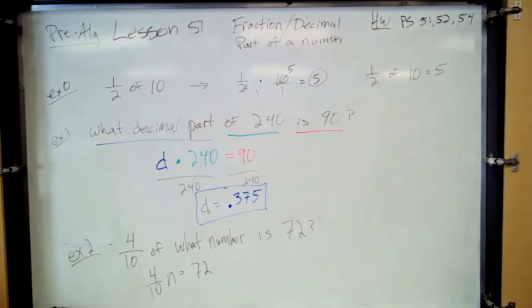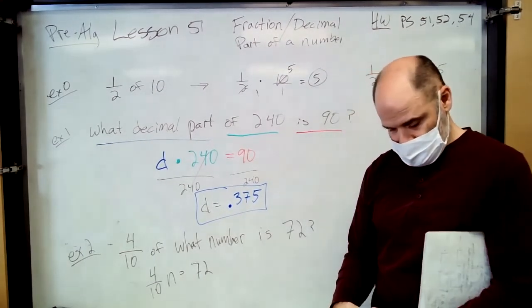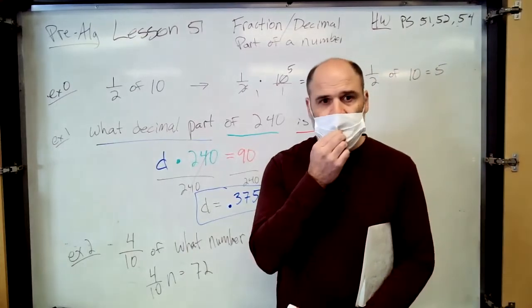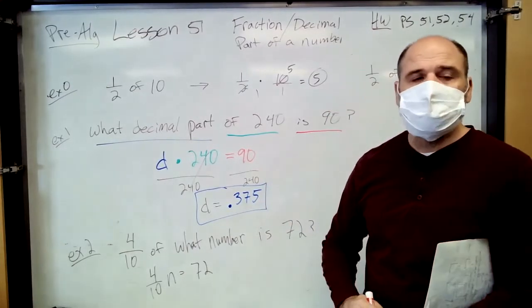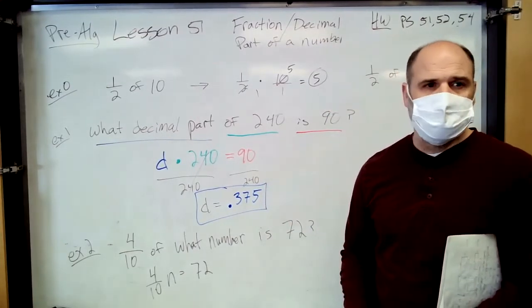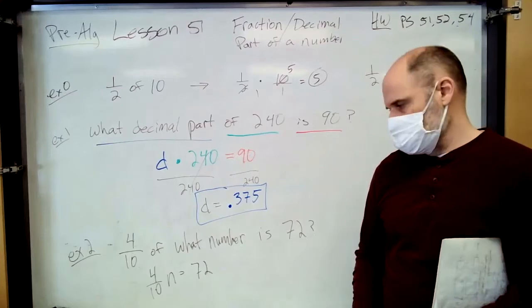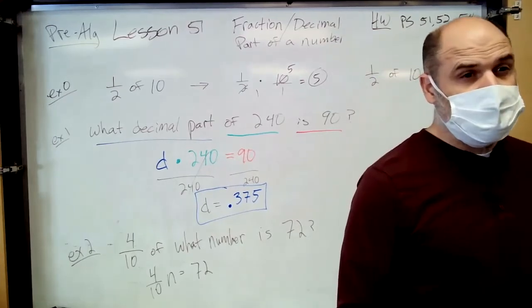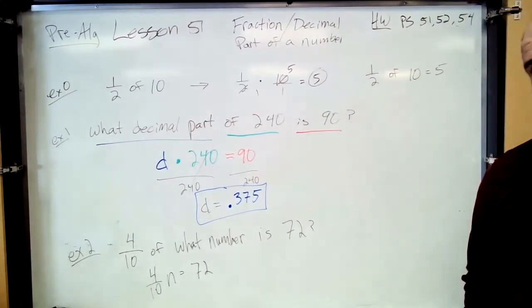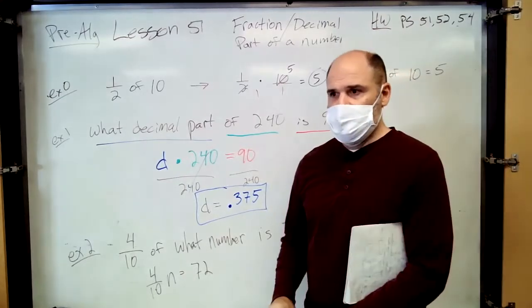What'd you get? 180. I got the same answer. Good job. All right, now tell me what you did. I turned the 4/10 into 0.4 and then multiplied 0.4 by 72. No, you divided 72 by 0.4. I did 72 divided by 4, and then I multiplied.